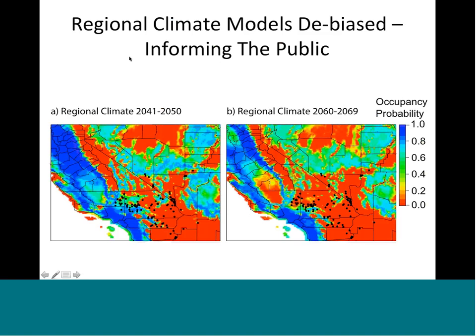So we also use much more high-quality information on regional climate models. This was one developed by a number of researchers here at the University of California, and we just apply the gopher model to these, and it essentially says that the gophers will be extinct. It confirms that at a much higher level, but this is how we can inform the public.